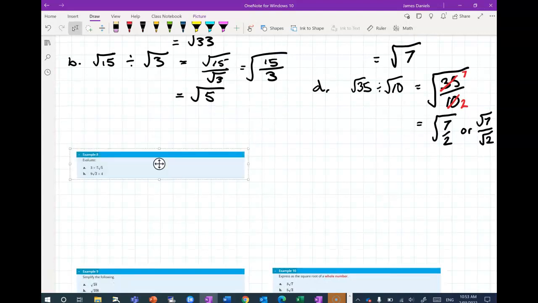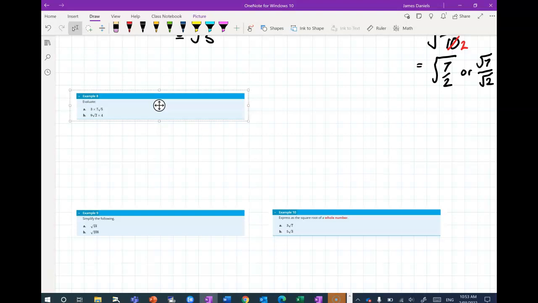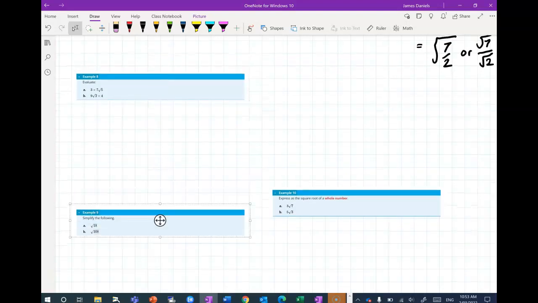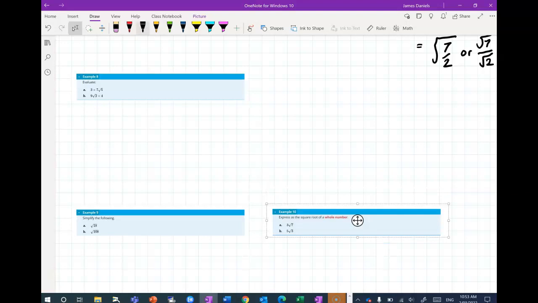All right, example 8. Example 8's multiplication again. And what you'll recognise here is that we can actually multiply the number parts, the whole numbers together. And if the work was available, we can multiply the surds together. So if we look here, we have 3 multiplied by 7 square root 5. In this case, we can multiply our whole numbers together. We'd have 3 times 7 is 21 square root 5. There is a times sign here, but we don't need to write that. But just remember, we can multiply the whole numbers together.